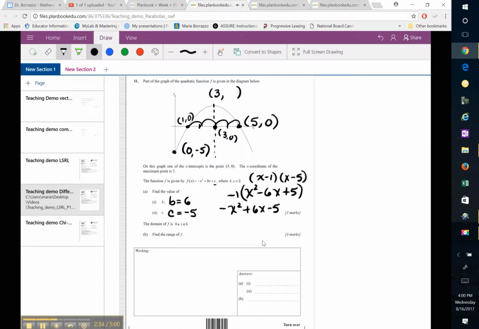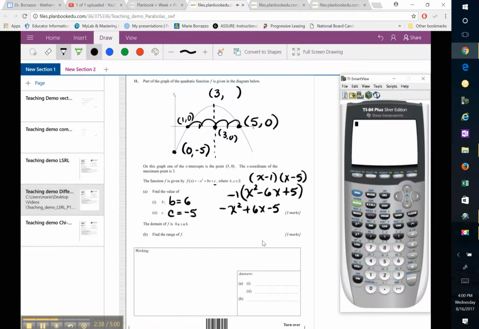Second part of the question, they're asking you for the domain where x is between 0 and 6. So what I'm going to do is, I've already put this in y equals, so I put in the actual equation I just computed here. And now I'm going to go to second graph, and you can see that here are the values from x is 0 to x is 6.